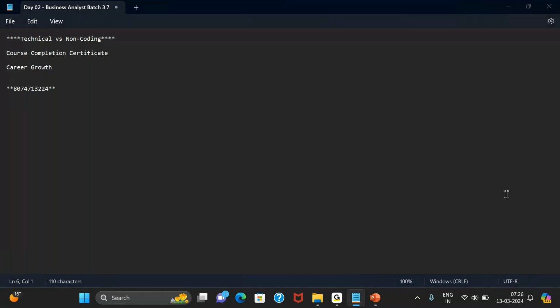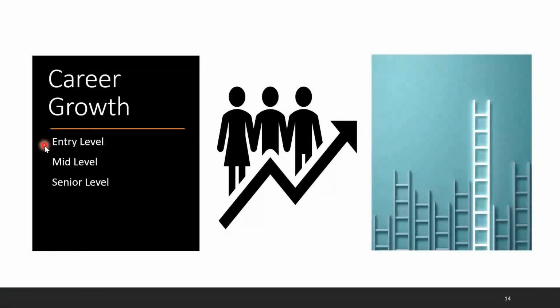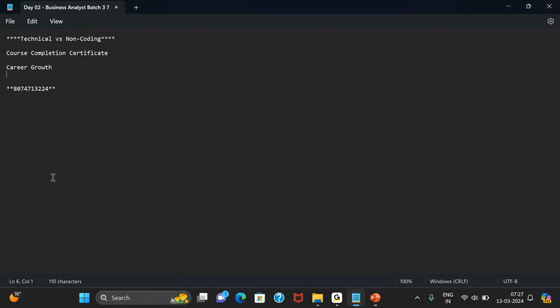Now this entire career growth is divided into three parts: the entry level, mid level, and senior level. What we are doing is we are getting started, so we are at the entry level. People in the experience range up to 5 years fall into the entry range criteria, where you will be predominantly working as a business analyst and then maybe a senior business analyst.